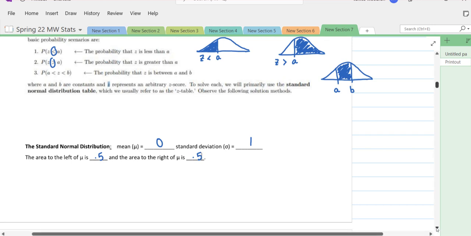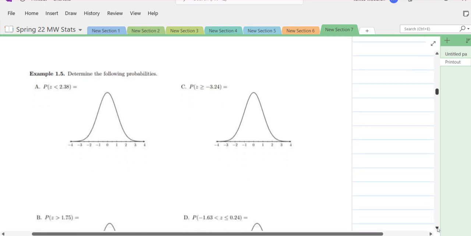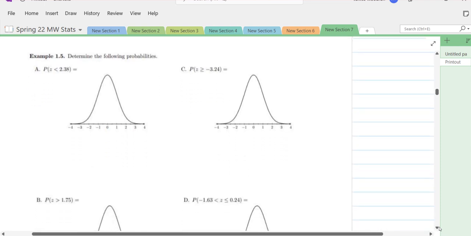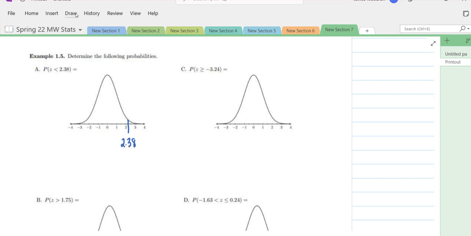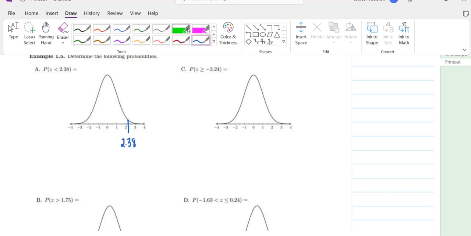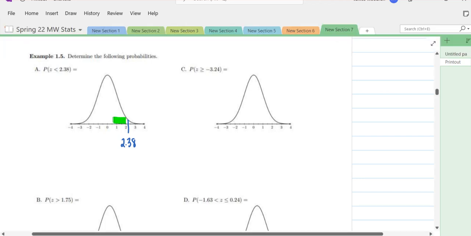So let's look at some examples. Okay, so we want to find the probabilities, and here's our values. So the probability that z is less than 2.38. So they're not always going to be whole numbers. So when I look at my normal curve, here's 2, here's 3, 2.38 is probably about right here. And if I'm looking at less than that, that's going to be this area here to the left. So I would want to shade all of this in.